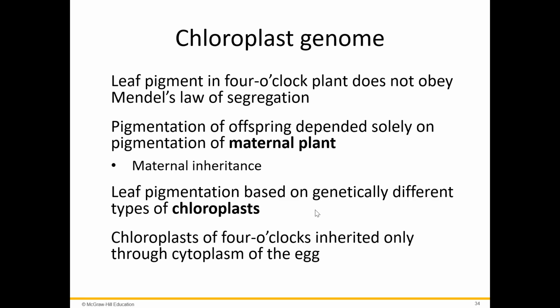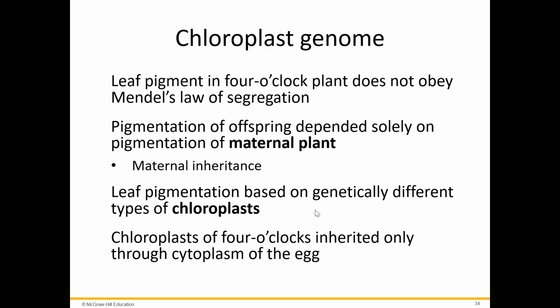The reason for this is that the leaf pigmentation for this plant is based on genetically different types of chloroplasts. The chloroplasts of 4 o'clock plants are inherited only through the cytoplasm of the egg. When you make an egg, it has all of the organelles. When you make a sperm during spermatogenesis, it basically cuts everything else out except the nucleus, and it's only going to donate the chromosomes from the nucleus. It does not donate any genomic material from organelles. So all of the organelles come from the mother.